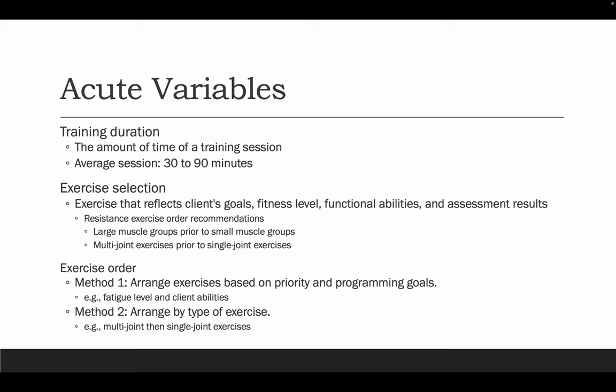Superset, where you do two exercises back to back with minimal rest. It can be complementary or non-complementary, so you can do opposing muscle group supersets or same muscle group supersets. Complex training, like it says here, is performing a multi-joint or compound exercise with a heavy load followed by an explosive movement. So you're doing a max strength effort followed by a power-based one.